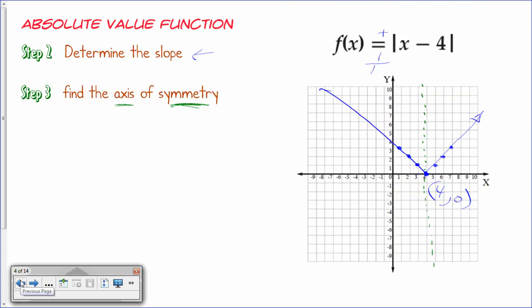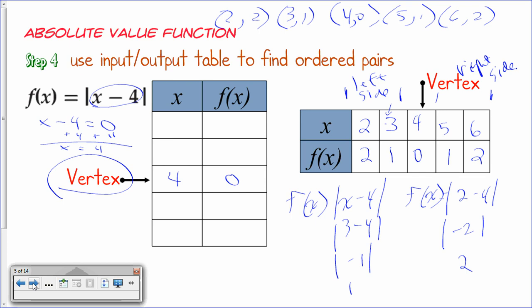Do those match up? 5 and 1, 6 and 2, 7 and 3, right? 3 and 1, 2 and 2. So do they match up? Okay, so you got a couple different ways you can do it, right?